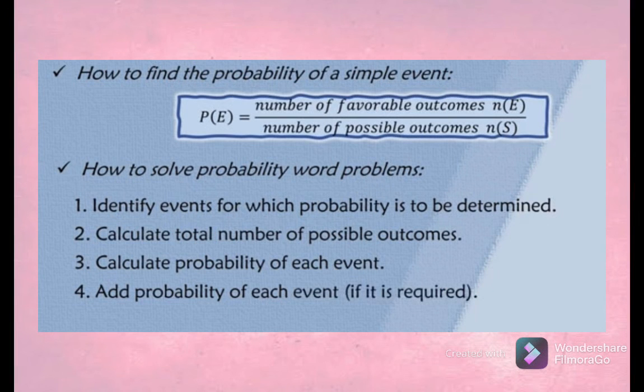Let us now summarize what we learned in this lesson. How to find the probability of a simple event: we use the formula P(E) equals number of favorable outcomes, n(E), over number of possible outcomes, n(S). How to solve probability word problems: number 1, identify events for which probability is to be determined. Second, calculate the total number of possible outcomes. Number 3, calculate the probability of each event. And the last, add the probability of each event if it is required.